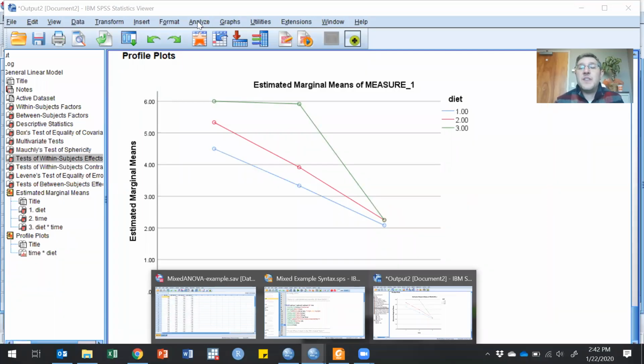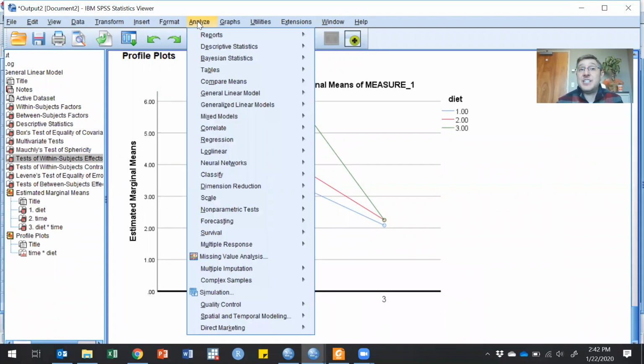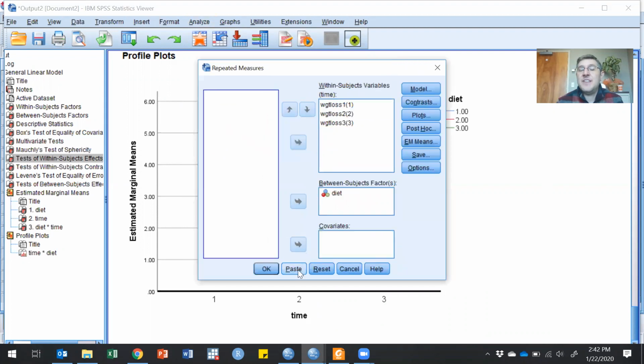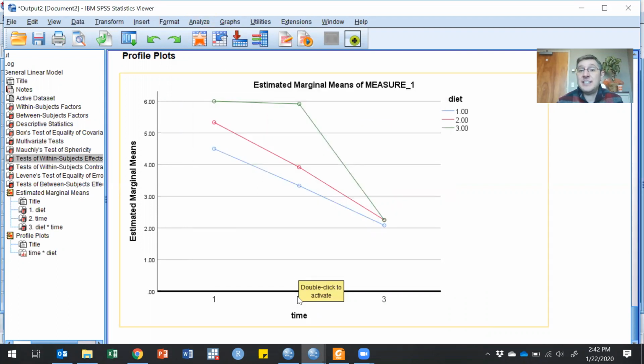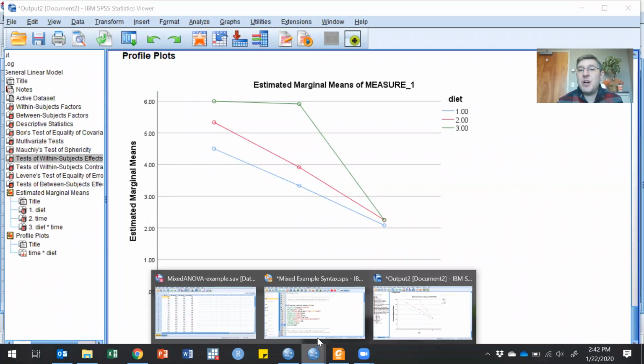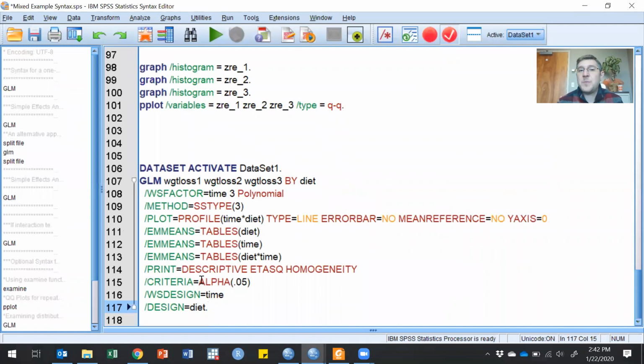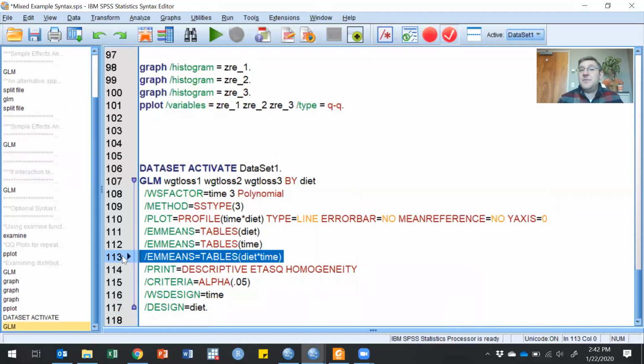So we run the simple effects analysis. If we need to get the syntax generated, we can go back to Analyze, General Linear Model, Repeated Measures, click Define, and then just tell it to paste that syntax. If you don't have a syntax window open, one will open automatically for you. You can see this was the syntax that was generated. We need to modify this line right here.